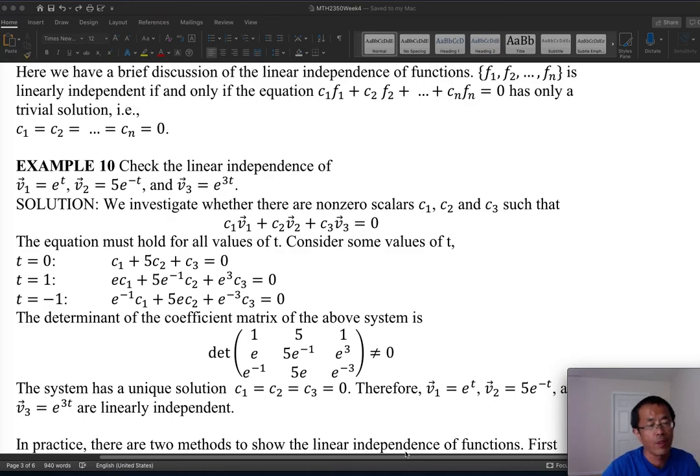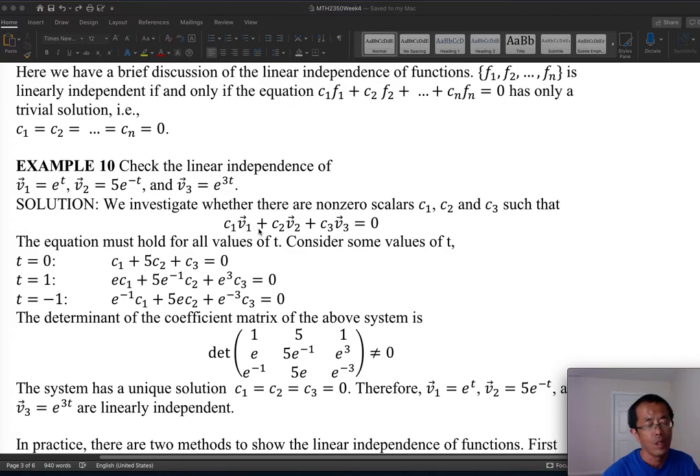Back to the class of differential equations and the matrices. We just talked about the linear independence of functions, because we do consider functions as vectors too. So it's really the same thing, the same vector equation, but each vector this time is a function.